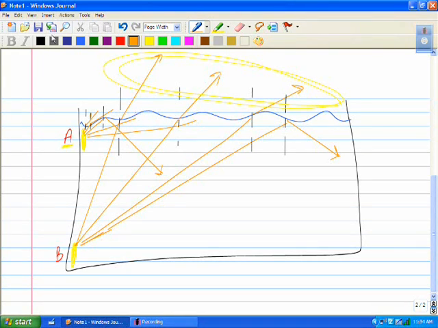And what happens here? Reflects. And what happens here? Reflects, right? In this scenario, where does most of the light end up? Inside the pool.